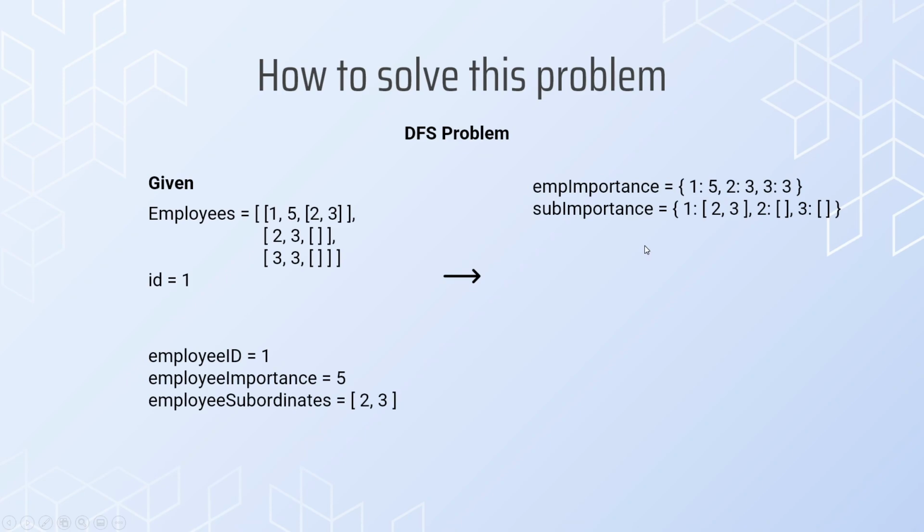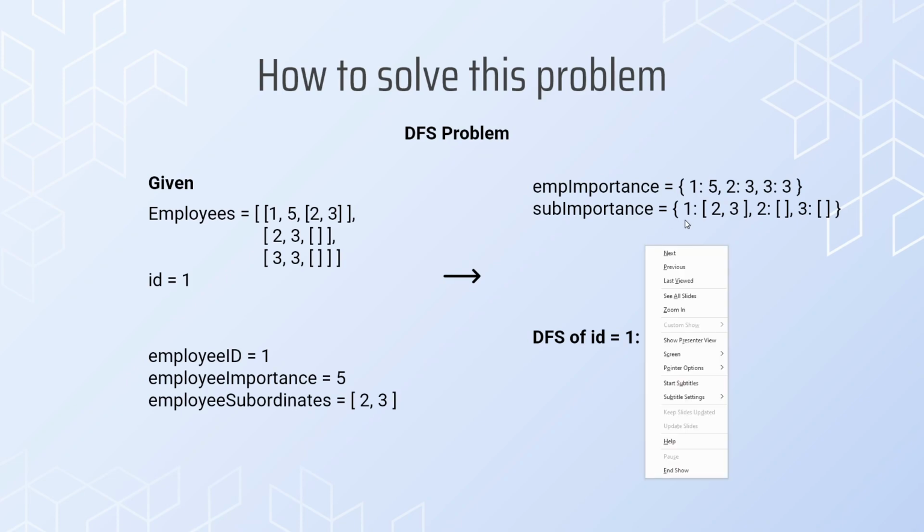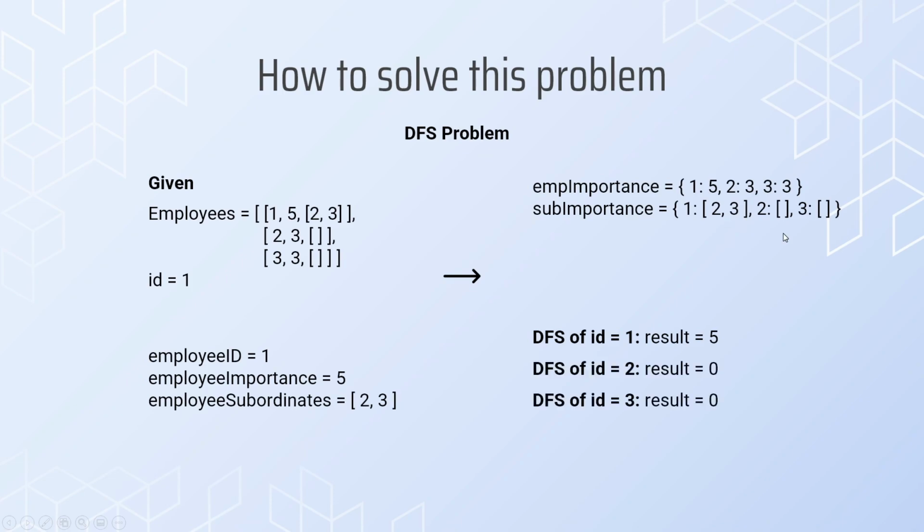Now, here we are going to start off with DFS of ID 1, and we will first add the importance value of that specific employee. In this case, we know that the employee importance of ID 1 is 5, so we will just add 5 into the result. Next, we will do the DFS of the subordinates, in this case 2 and 3. So we have two different values here, DFS of ID 2 and DFS of ID 3.